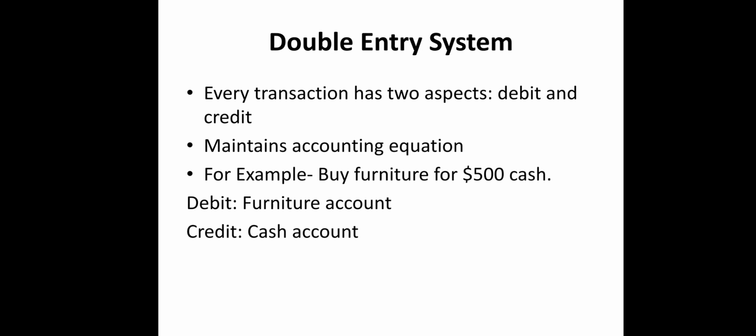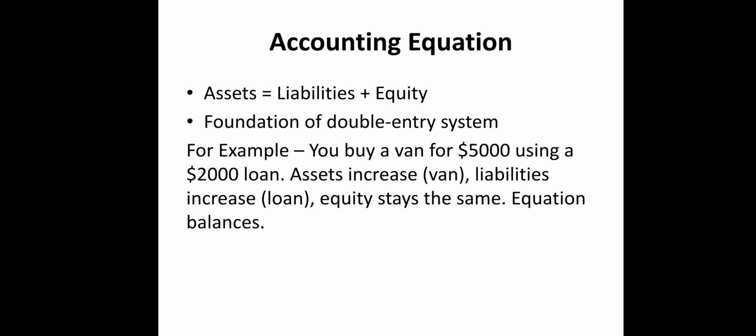Now let's look at the crucial thing, which is the double entry system. Every transaction affects two accounts. One is debited, the other is credited. For example, buying a chair for $500 using cash. Debit furniture, credit cash. The system keeps the accounting equation in balance.